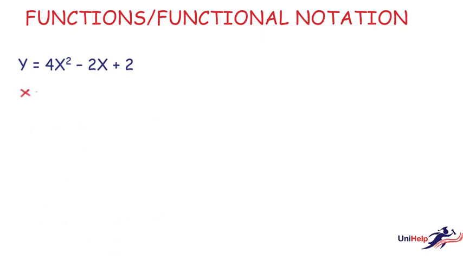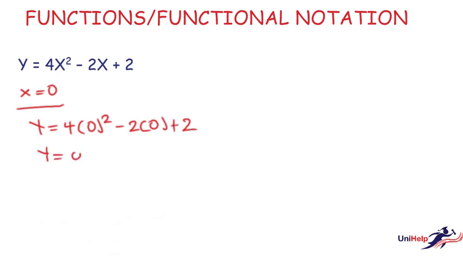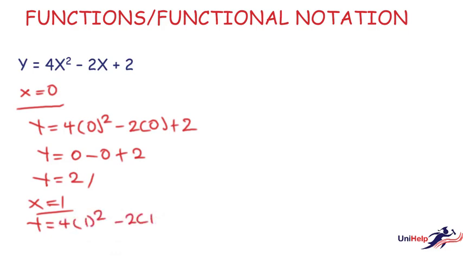When x is equal to 0, y is equal to 4 into 0 squared minus 2 into 0 plus 2. That is, y is equal to 0 minus 0 plus 2. Y is equal to 2. When x is equal to 1, y is equal to 4 into 1 squared minus 2 into 1 plus 2. That is 4 minus 2 plus 2, which is equal to 4.